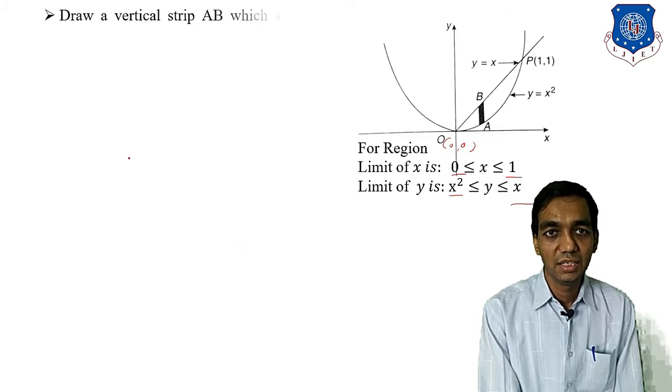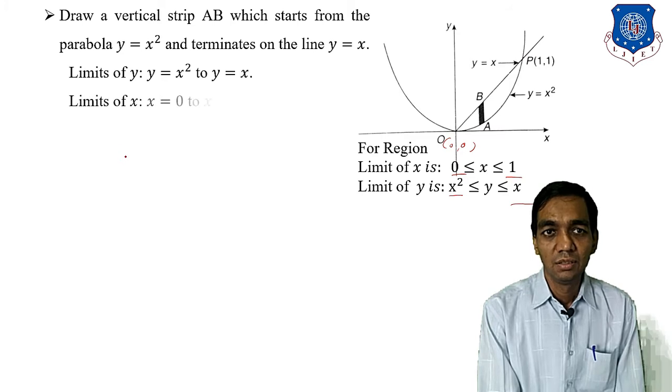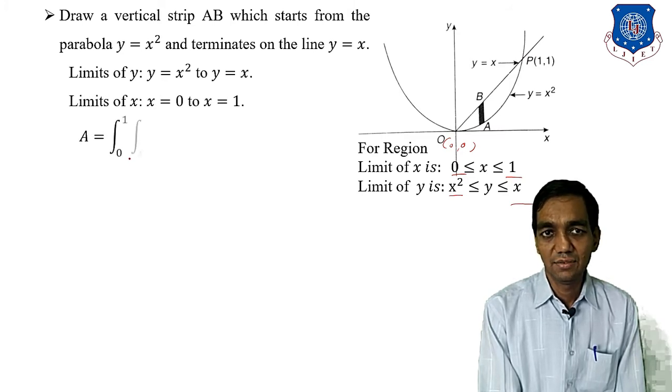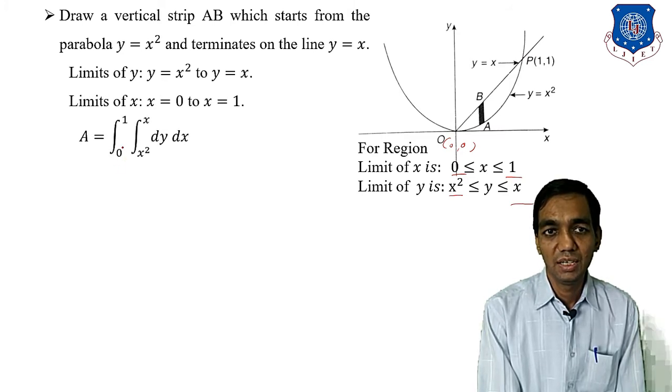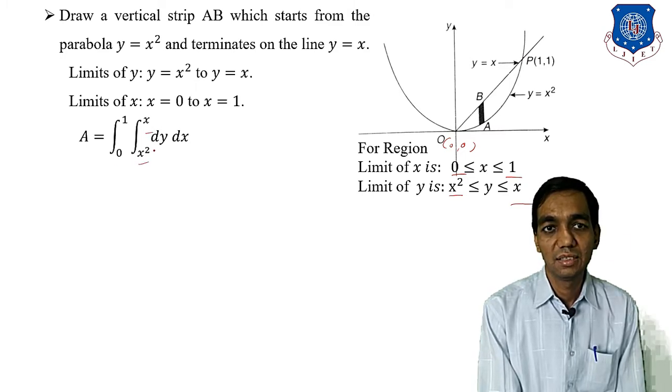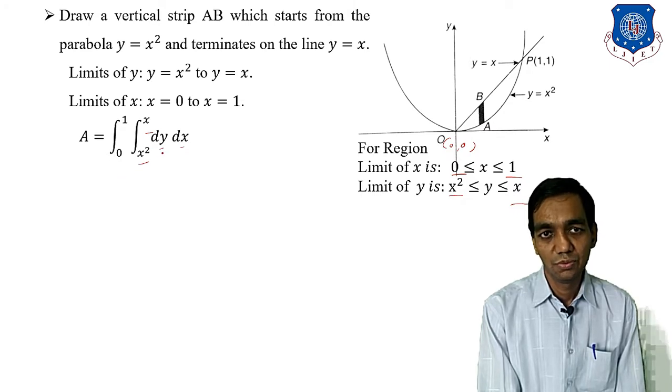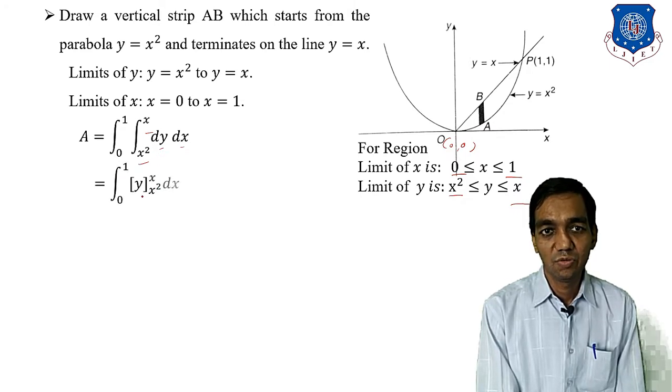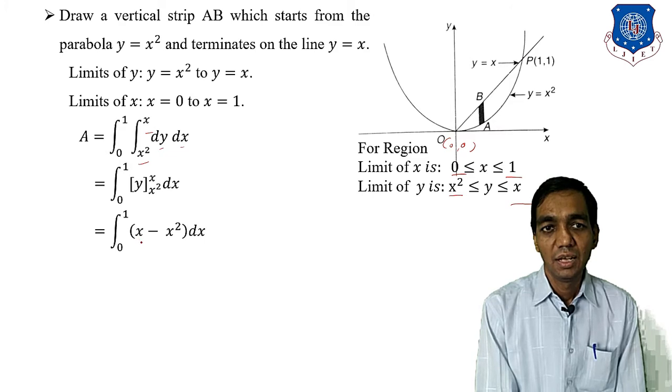So your double integration, with x and y limits like this, is going to be from 0 to 1, x square to x, dy dx. First integration we have taken with respect to y. So integrating with respect to y will give y, and if you substitute the limits, then you will have the integral of x minus x square dx.